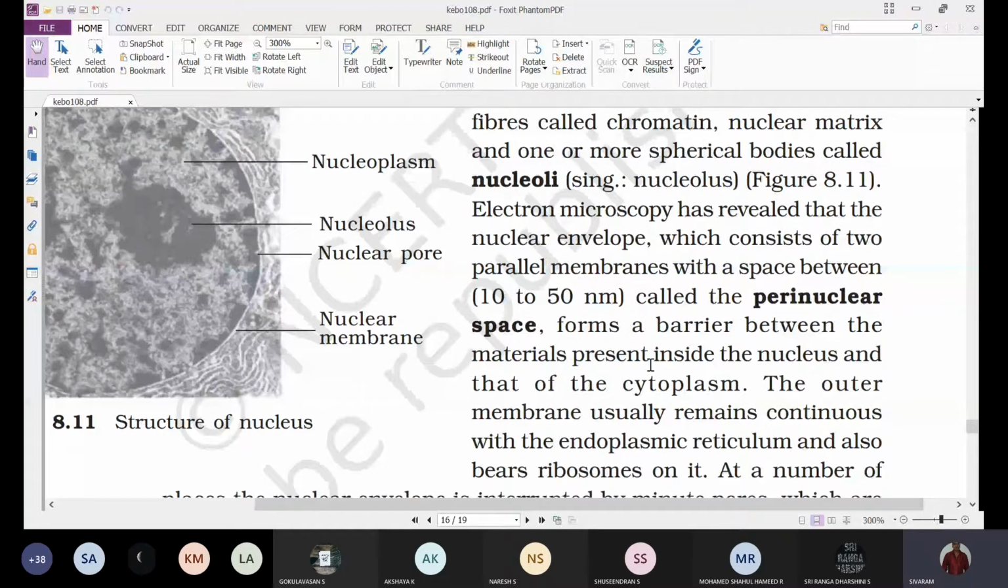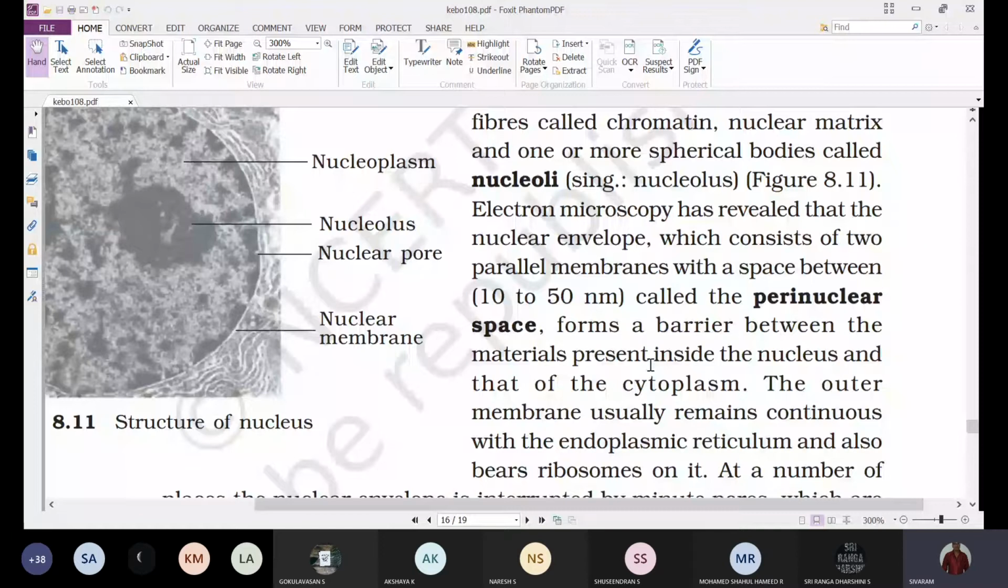So when you observe the nucleus, the nucleus is surrounded by a nuclear membrane. The nuclear membrane is a double membrane structure. That means we'll find two membranes, outer membrane and inner membrane.